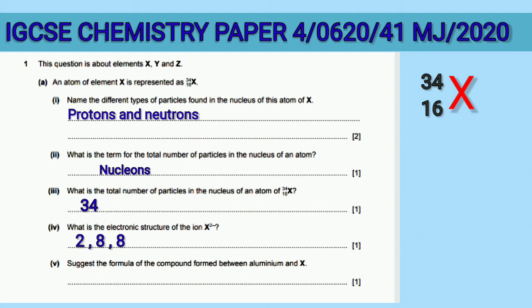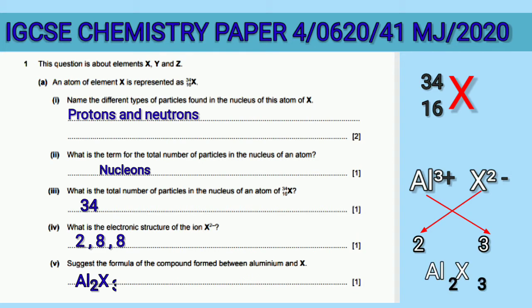Question A5. Suggest the formula of a compound formed between aluminium and X. Valency of aluminium is +3, or it has 3 electrons in the outermost shell, whereas X requires 2 electrons. To find the formula of the compound, we will interchange valencies. So the formula of the compound formed will be Al2X3.